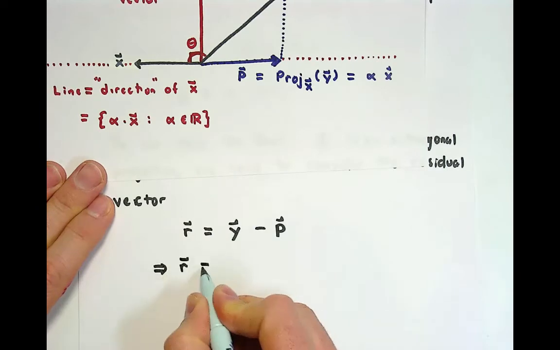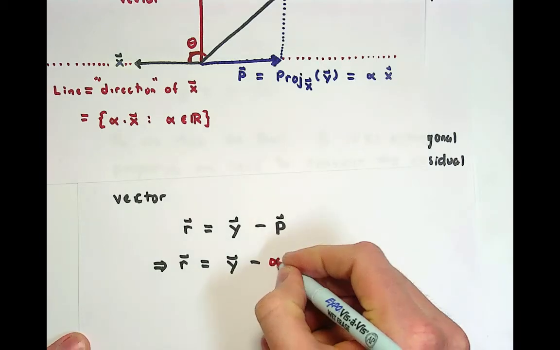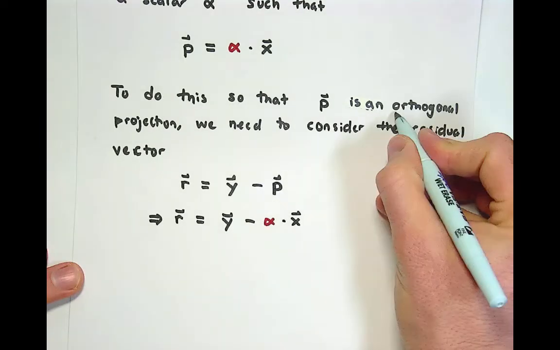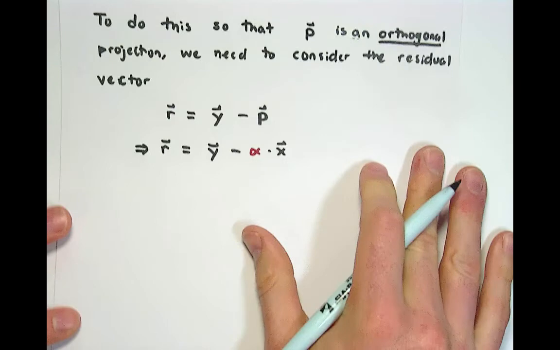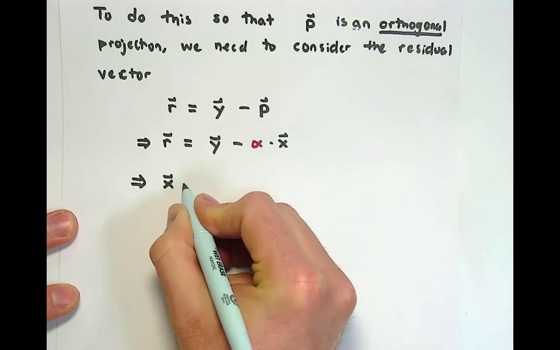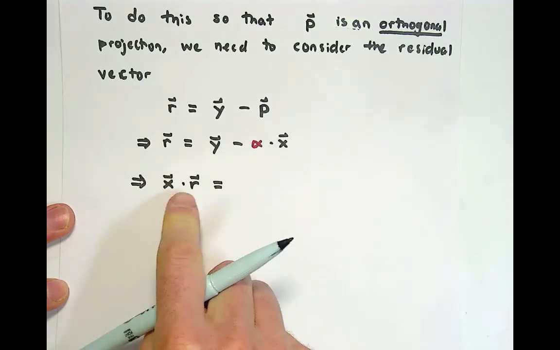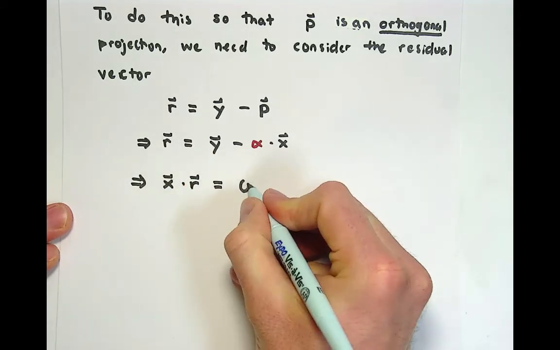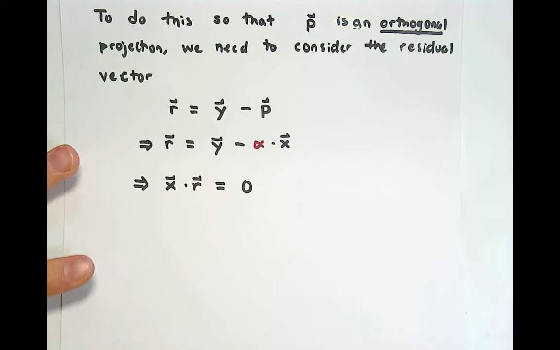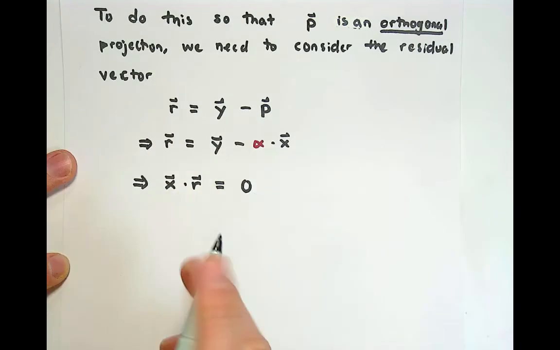But if we assumed that p was alpha times x, well, this is just alpha, unknown alpha. We're still searching for that, right? The fact that we're looking for an orthogonal projection means that if we look at the relationship between x and r, we want this dot product to be equal to 0. This is from the fact that the dot product between two vectors is 0 if and only if these vectors have a 90-degree angle, and we call that orthogonal.